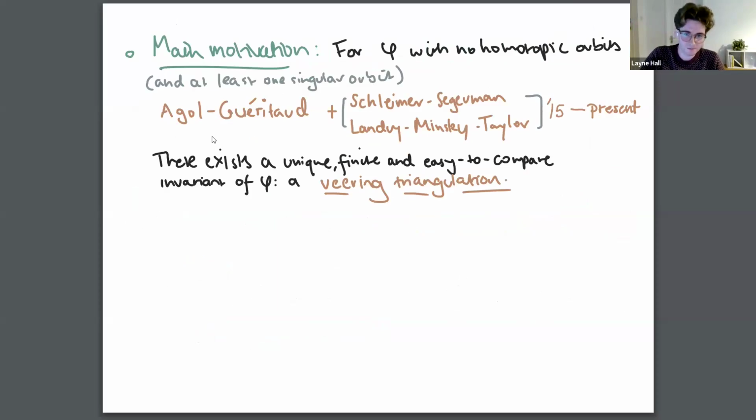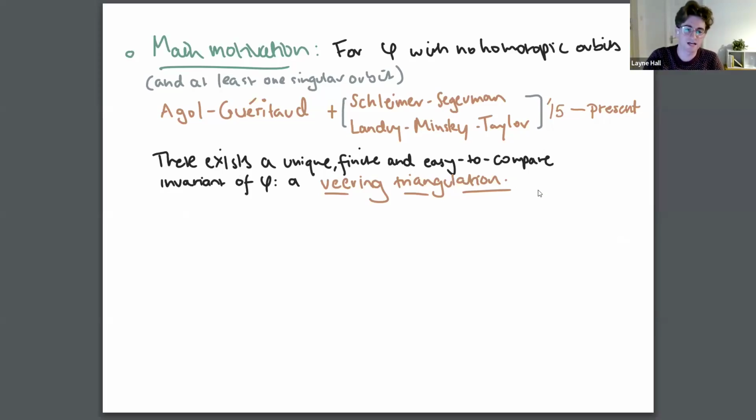And then a large group of people, so Agol, Guéritaud, Schleimer, Segerman, and Landry, Minsky, Taylor, over a body of work that starts a decade ago and continues to the present, have fleshed out this big correspondence between pseudo-Anosov flows and this object I alluded to, veering triangulations. And so it's now time to pull the cloak off the hood. What is a veering triangulation?